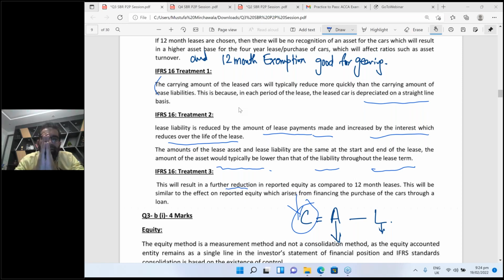My dear student, please, first of all, let me explain. Asset is going down with higher speed, liability is going down with lower speed, because whatever rentals you are paying, you don't deduct the complete amount from the liability. There is one thing which is interest.